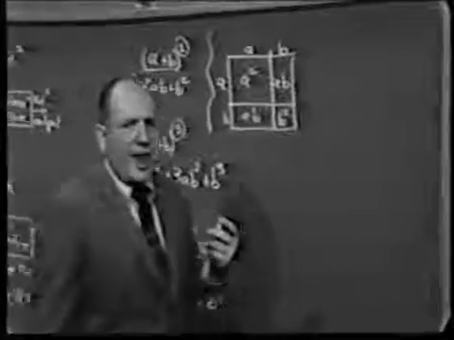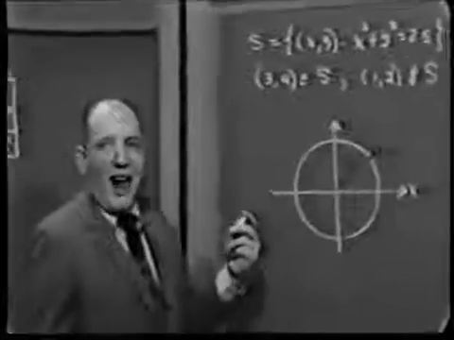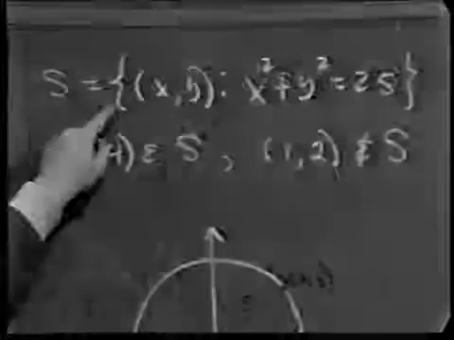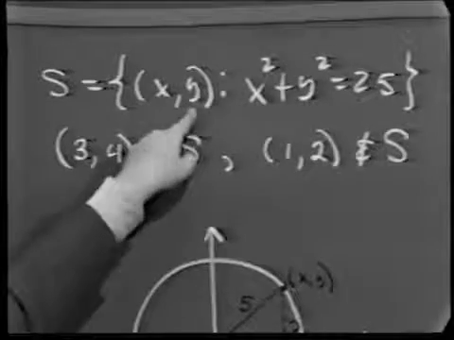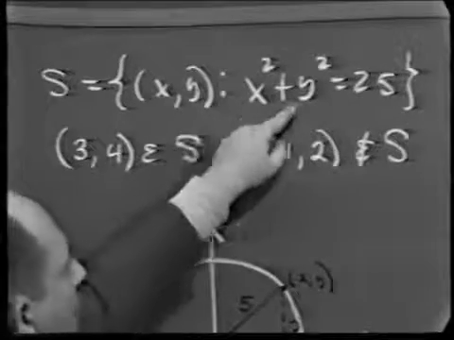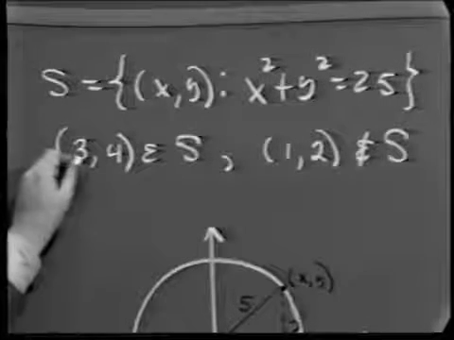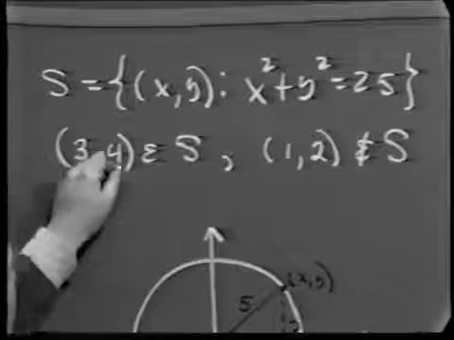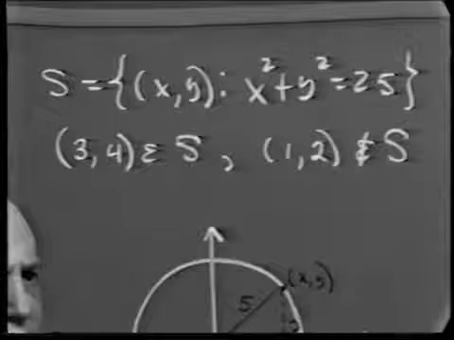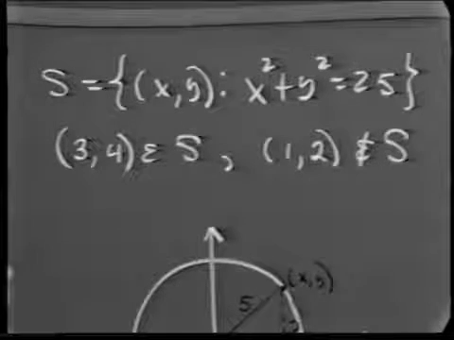Let's look at the following set. That also should review our language of sets for us. Let S be the set of all ordered pairs x comma y such that x squared plus y squared equals 25. Question: does the ordered pair 3 comma 4 belong to S? Answer: yes.